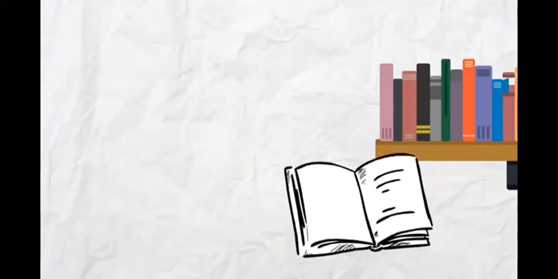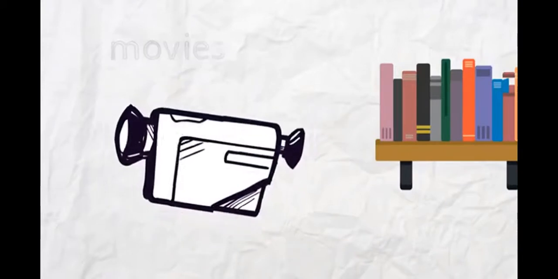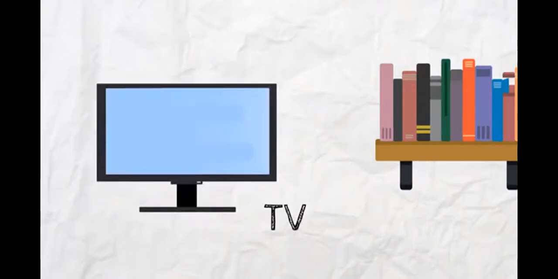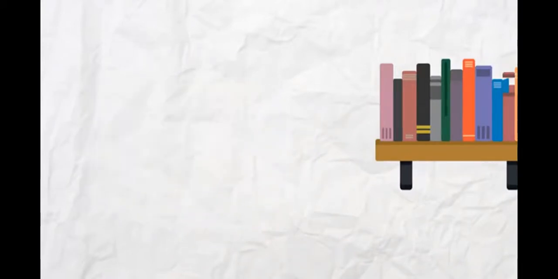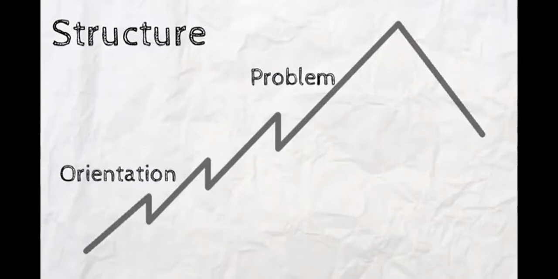Think about stories or narratives that you have read, seen in the movies, or seen on TV. What general structure do they follow? Narratives are all structured in a similar way. They begin with an introduction, often called an orientation. After the orientation is the problem, and then the solution. This chart shows how the excitement in a narrative builds as the story progresses.